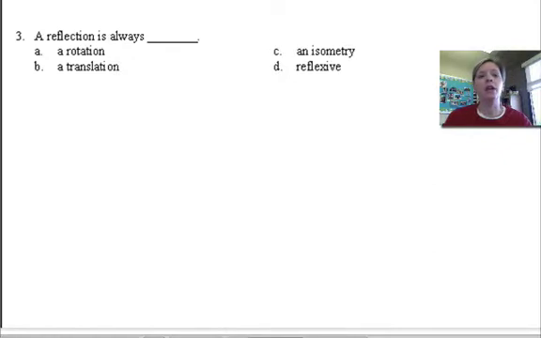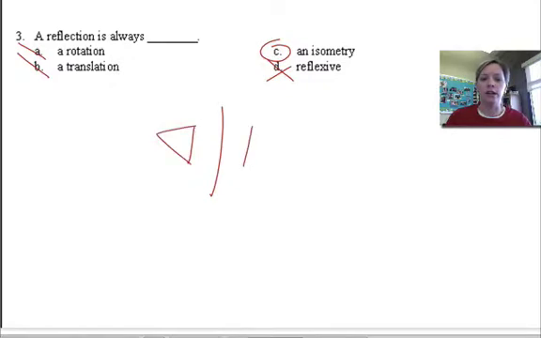In number 3, a reflection is always which of the following? Well, it can't be a rotation because it's a reflection. It can't be a translation because it's a reflection. Reflexive isn't even a word that we've talked about. Isometry is the correct answer. Of course, if we reflect something over an axis, it creates a congruent figure, something whose sides and angles are exactly the same, and that's what an isometry is.